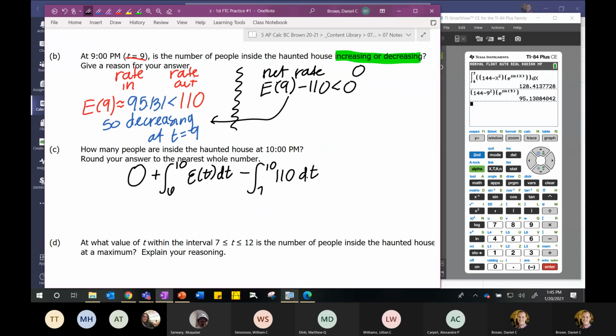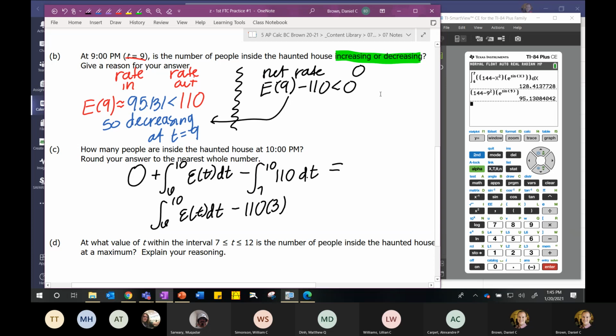Yes, Seth? So do we still need to show that last integral? So another way to write that one, since that is a constant, you could write it not as an integral. If you're starting at 7, ending at 10, that's 3 hours. So people are leaving at 110 people per hour for a time interval of 3, which is the same. Either of those would be the same thing you want to show, and then we'll use our calculator to evaluate it. It does say to round again to the nearest whole number.